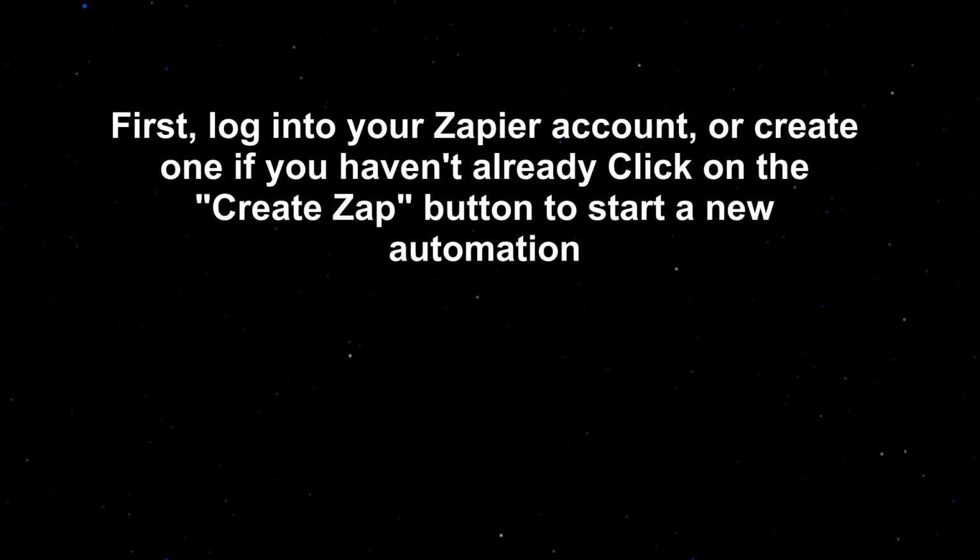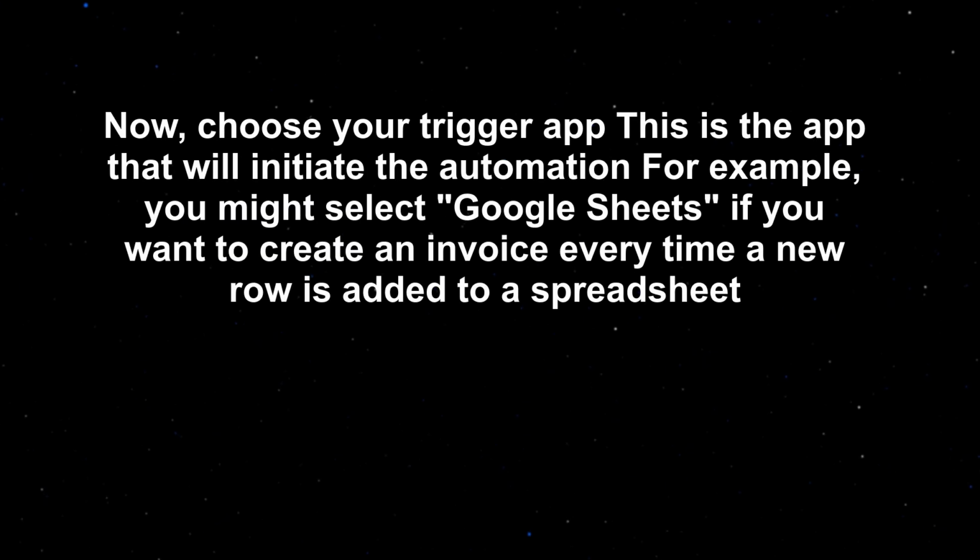First, log into your Zapier account, or create one. If you haven't already, click on the Create Zap button to start the new automation. Now, choose your trigger app. This is the app that will initiate the automation.